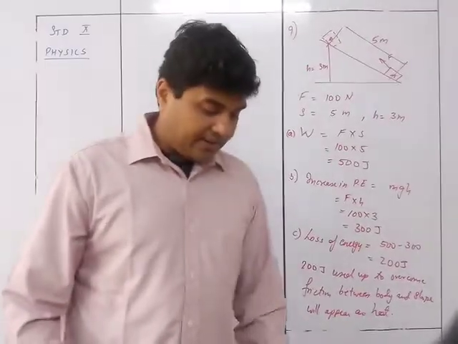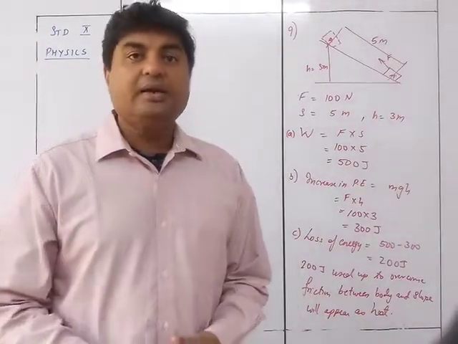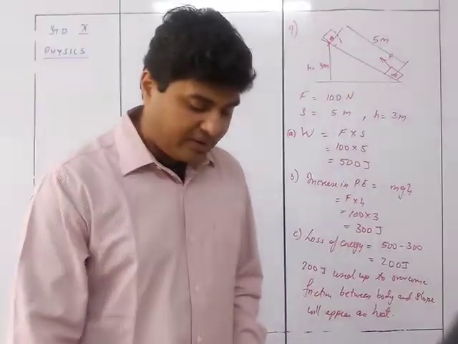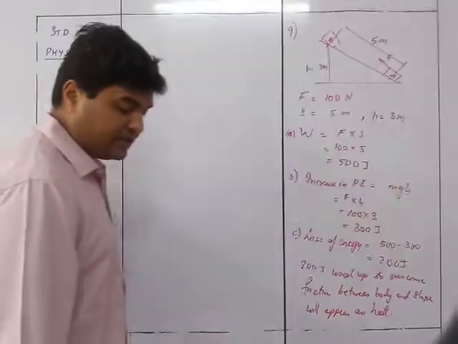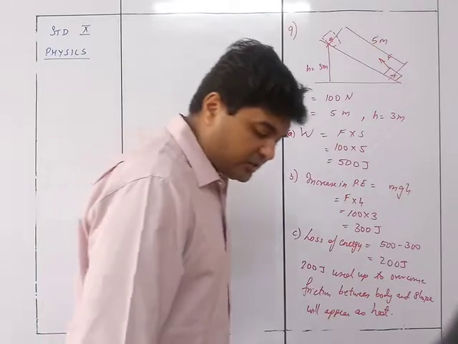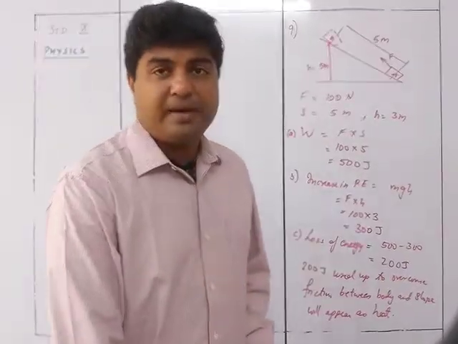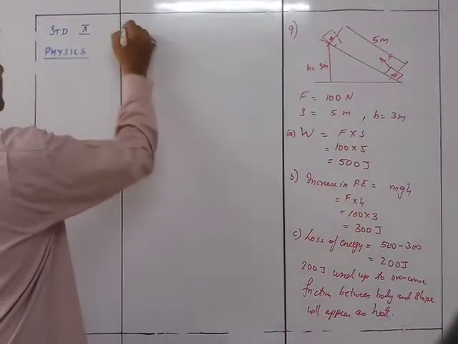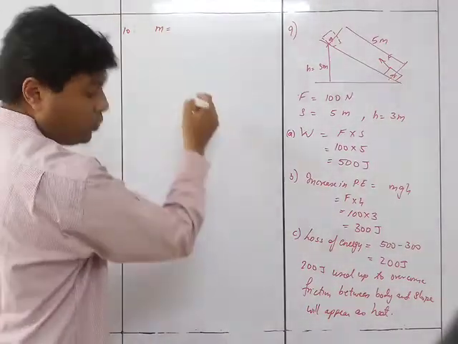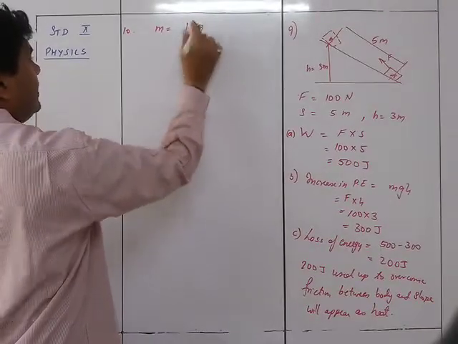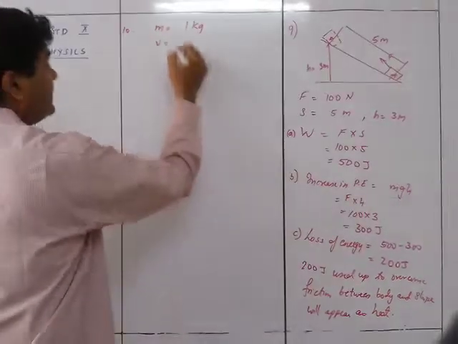Now, I think up to sum number 9 was related to potential energy. After sum number 9, the 10th one is related to kinetic energy, so we'll be using the formula for kinetic energy now. Find the kinetic energy of the body of mass 1 kg moving with a uniform velocity of 10 meter per second. So, we have over here the mass given as 1 kg and the velocity v given as 10 meter per second.